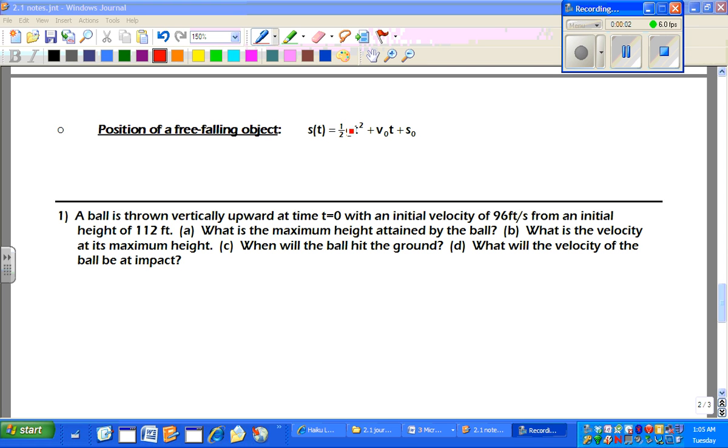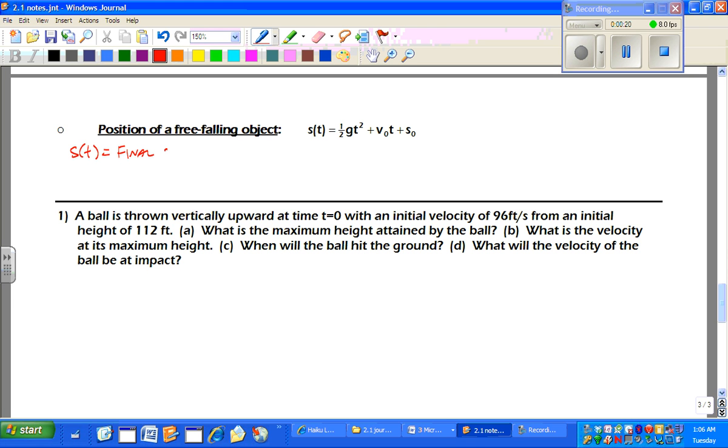You may recognize this formula, maybe a little different version, something you've seen before in science or in physics. This gives us the position of a free-falling object. So S of t is our final position. It's where it ends up after a certain amount of time.